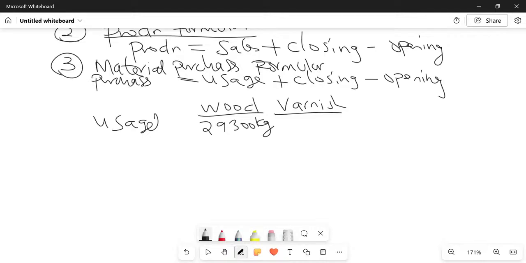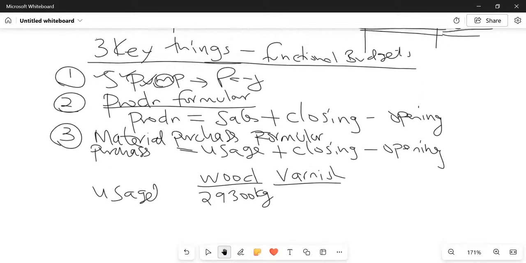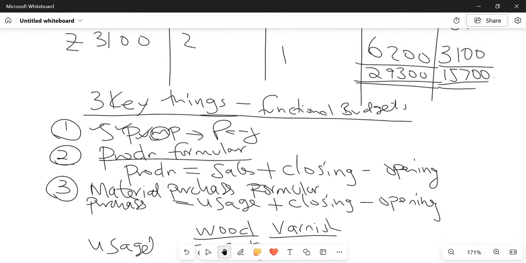Is there somebody who is able to remember that? The usage, which we did up there. Oh, I am alone. The usage that we did here. Remember here we work with totals. Usage, we shall always work with totals. This one here. And then for varnish, it is 15,700.